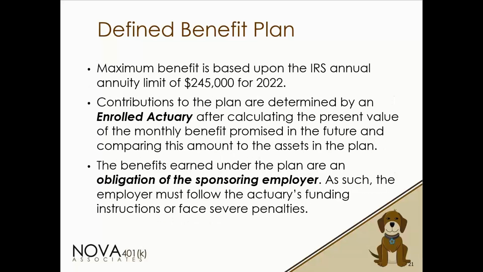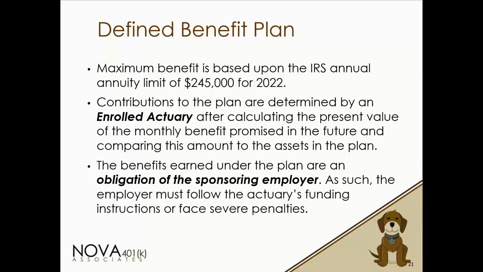Now, as we saw on the DC side, there's an annual maximum contribution. Well, since this is a defined benefit, the maximum switches to being a maximum benefit upon retirement. And so the maximum annuity that somebody can get for 2022 is $245,000 a year.